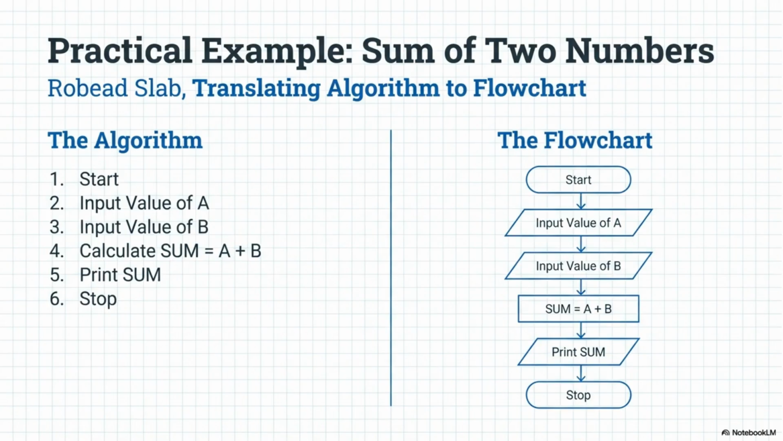Here is a practical example of translating an algorithm to a flowchart for summing 2 numbers. The steps start and stop, input values, calculate the sum, and print the result. The flowchart visually represents this exact sequence of operations.